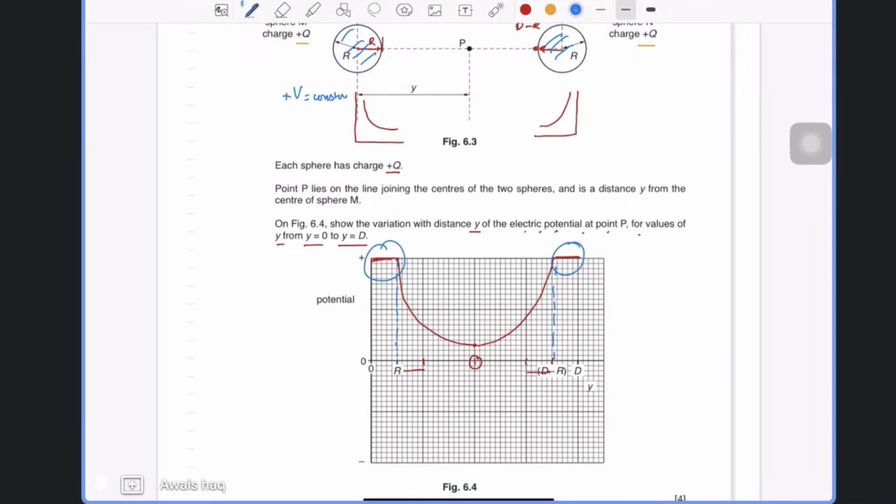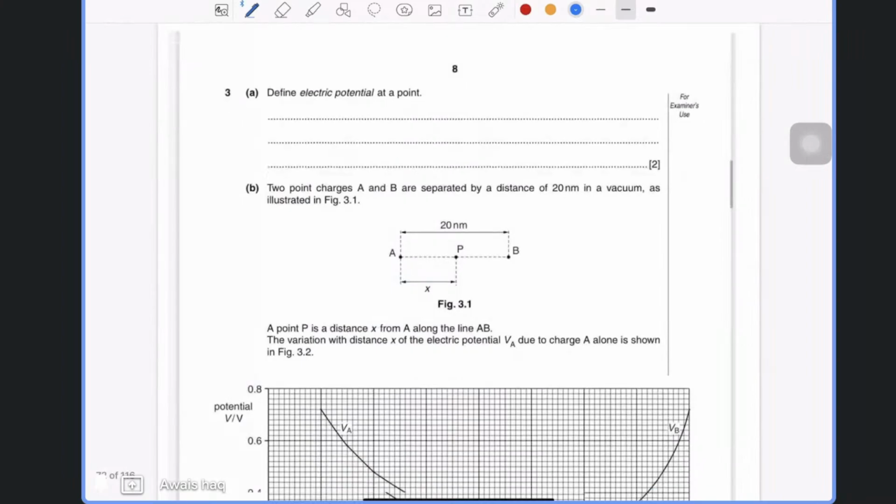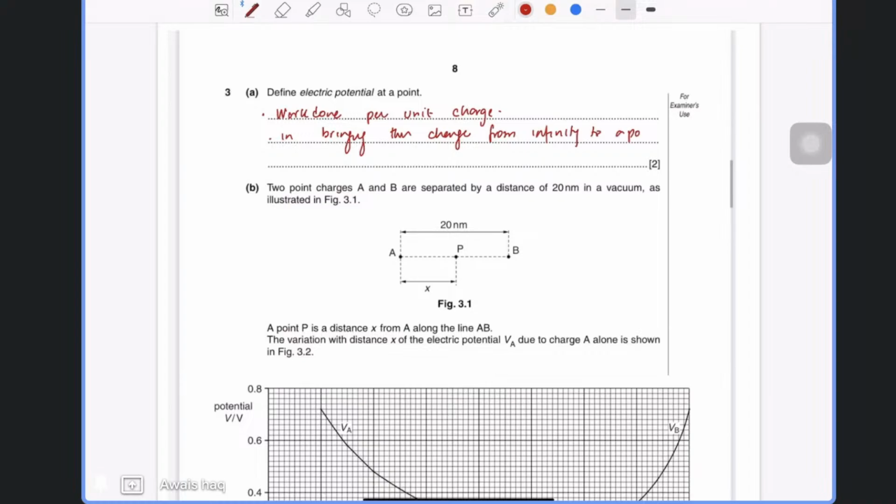All right. Then in the next one, it says these are the graphs. It asks what is the electric potential at a point. Obviously, it is the work done per unit charge. So you should write that: the work done per unit charge in bringing this charge from infinity to a point. If you write it, you get 2 marks. It's very simple like that.